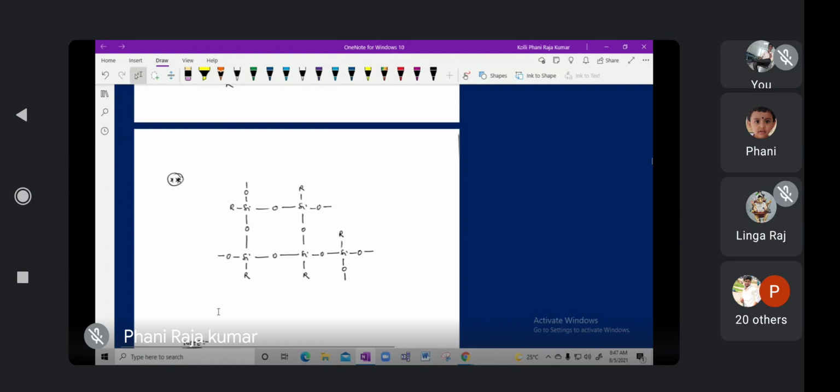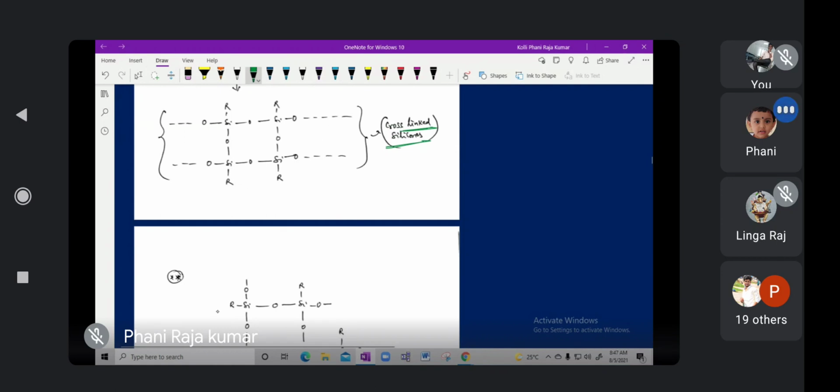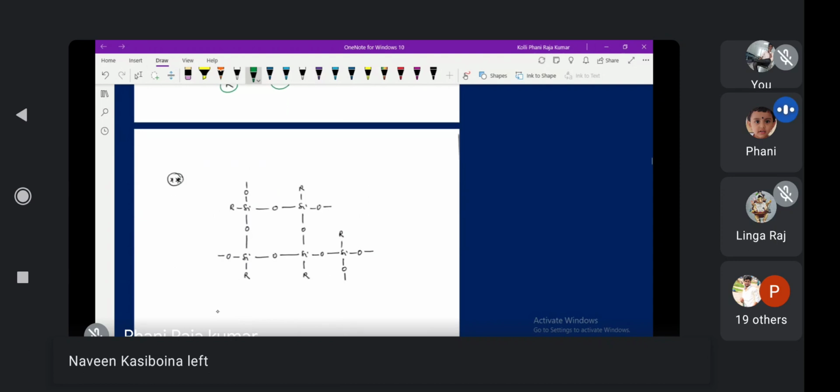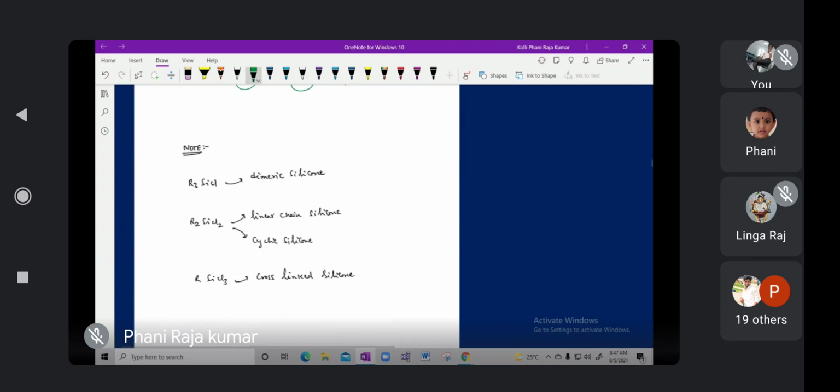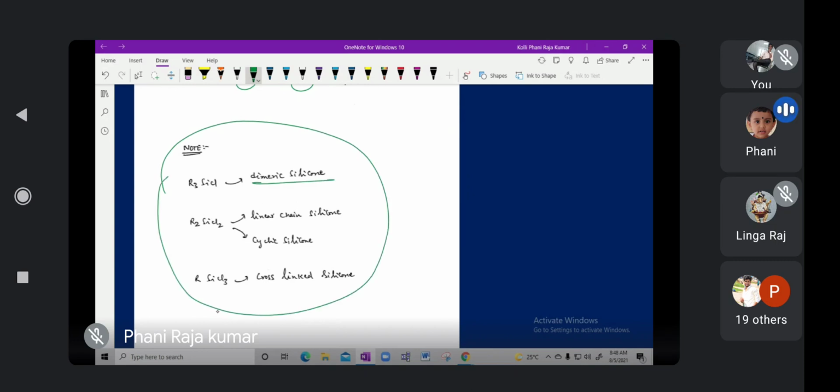One more example, another form. Previously, I put R on top here, and bottom. But in the second case, here I am taking R randomly. Like this also is possible. Cross-linked silicones or branched silicones are formed. So this conclusion is required: R3SiCl gives dimeric silicone, R2SiCl2 gives linear chain silicone or cyclic silicone, RSiCl3 gives cross-linked silicones.